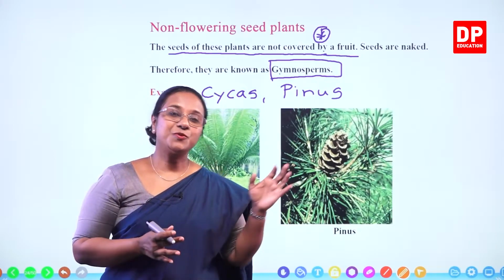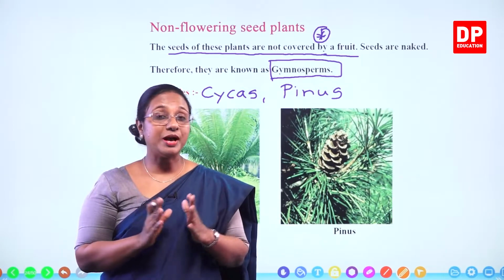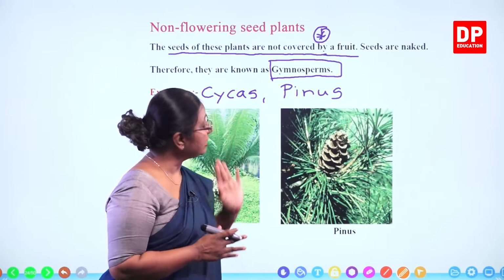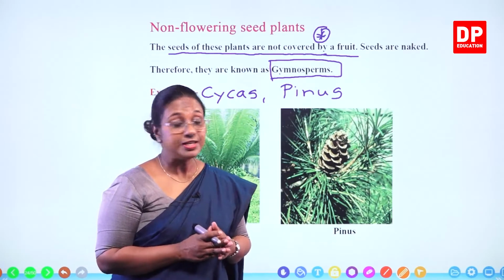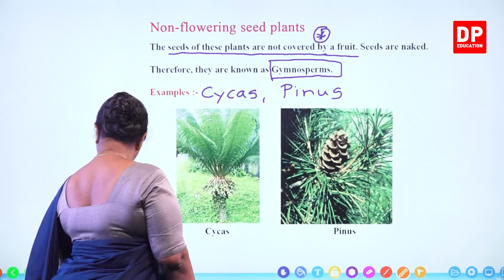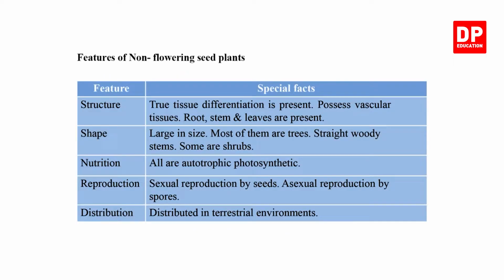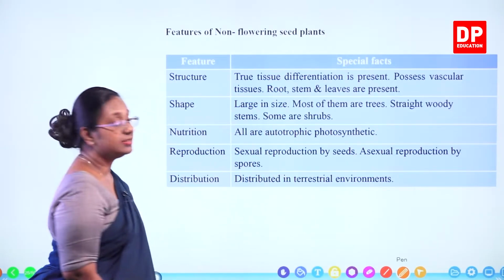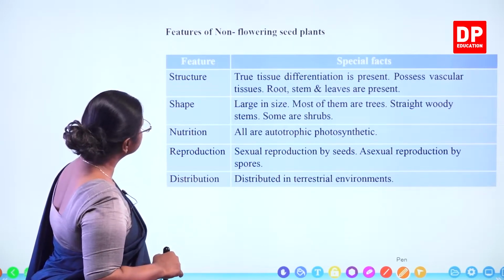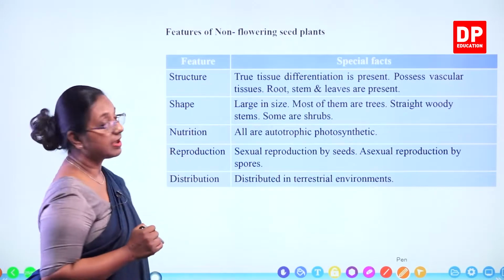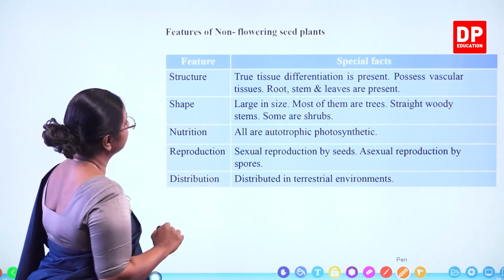Okay, students. So by watching the video, now you have an idea about the features of this plant. So now we will look at the features of gymnosperms. Features of non-flowering seed plants. So first, if we look at the feature, that is the structure. So special facts regarding these features are given to you.